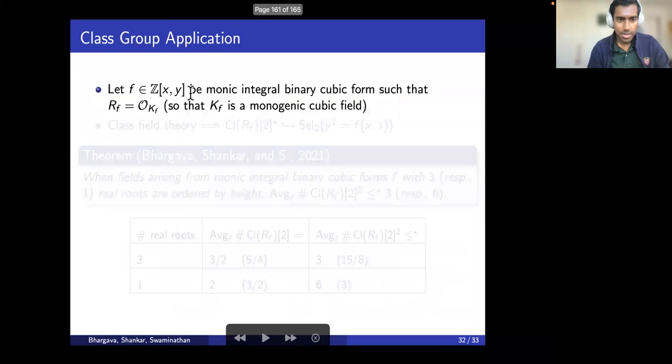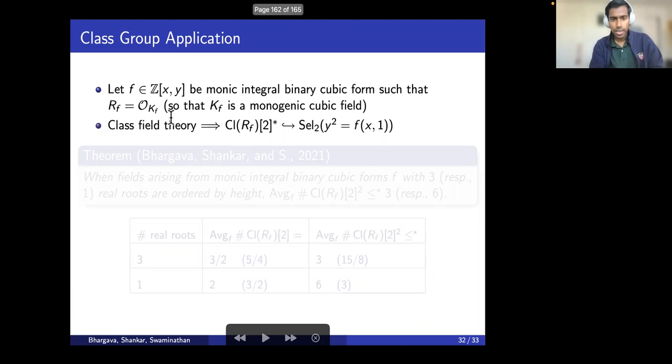And I want to finish the talk by discussing a related second moment. So let f be an integral binary cubic form with leading coefficient 1, monic, such that the ring RF is in fact the ring of integers of its fraction field. So in this case, KF is going to be a monogenic cubic field. The reason is that its ring of integers is singly generated. It's generated by the root of f.